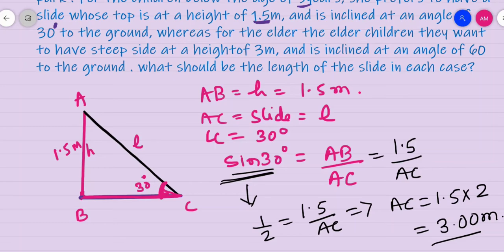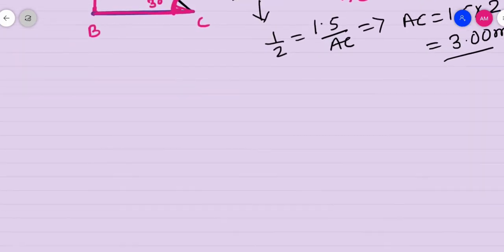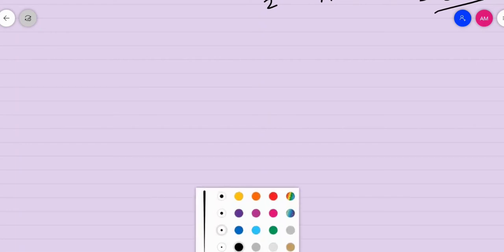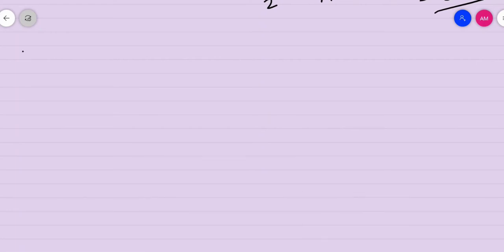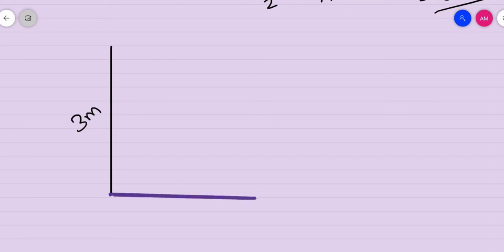Next part. How will you draw the same figure? We have to draw the same figure, but in this case the angle as well as the height of the slide will be changing. Let us move a little this side. So this time the height is 3 meters. Okay, now let us prepare the ground. What is the ground? See, this one, from here if you draw the vertical line, this will be the ground. This is your ground.